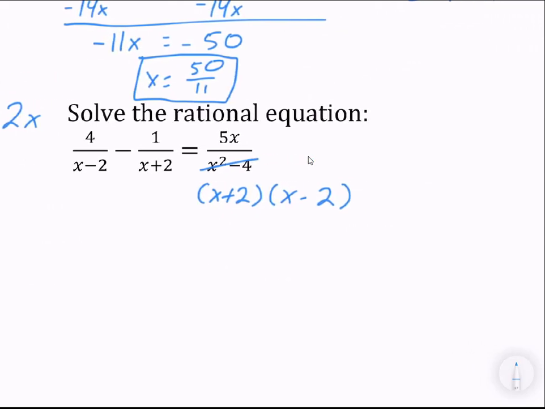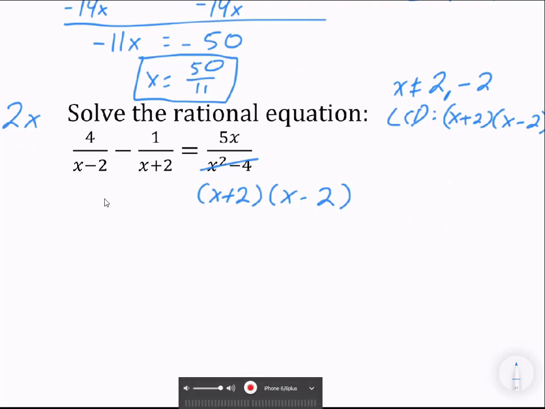Before we do that, what is the least common denominator? x plus 2, x minus 2. And what can x not be? 2 and -2. Do y'all see where we're getting that from now? It's not out of the air, right? The denominator can't be 0, so what number would make this denominator 0? 2 minus 2 would be 0. Yeah, -2 plus 2 would be 0. And the same thing for these here.